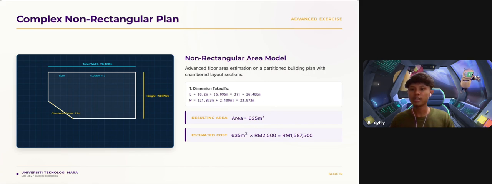In real life, buildings are not always simple rectangles. This advanced exercise shows how we estimate a plan with a chamfered corner layout. By breaking down the length and width carefully, we find the total floor area is roughly 635 square meters. Applying our standard rate of 2,500 gives us a total estimate cost of RM 1,587,500.